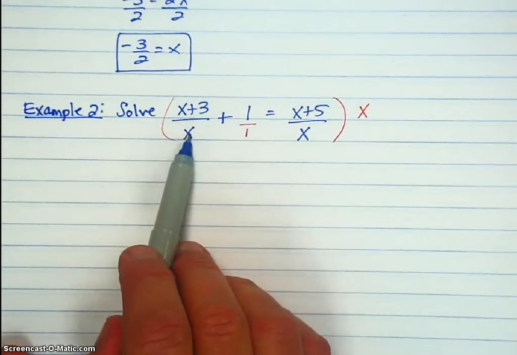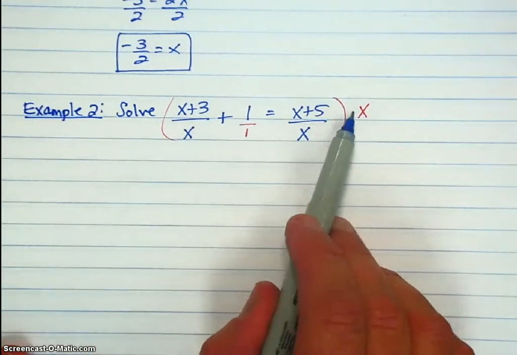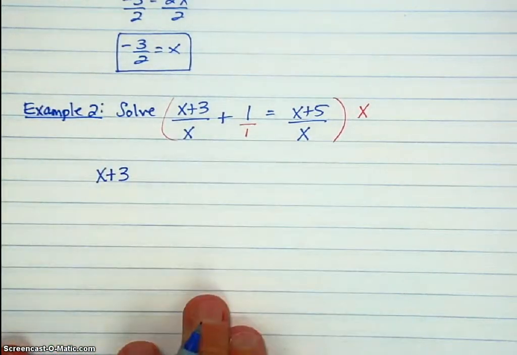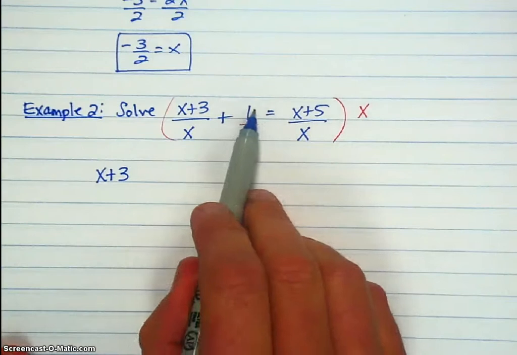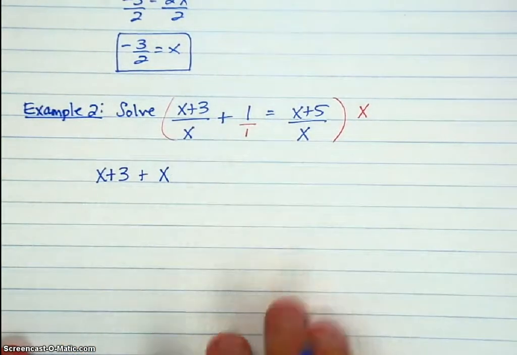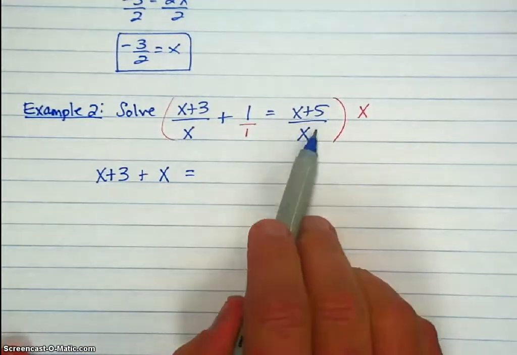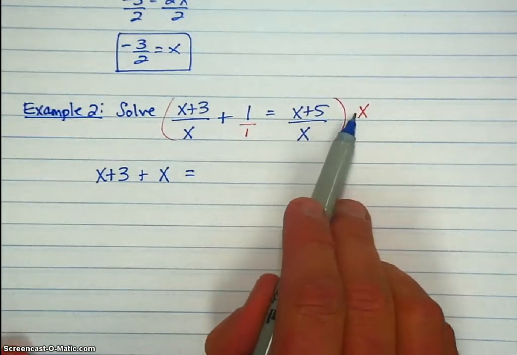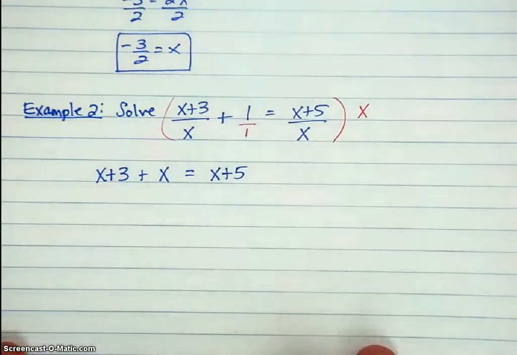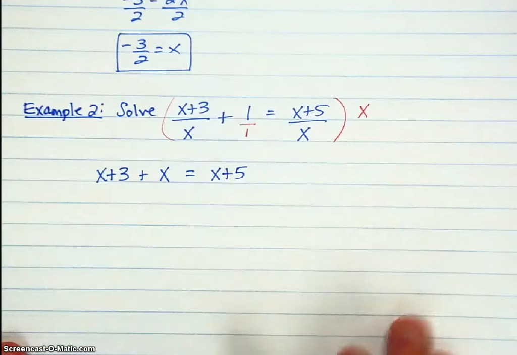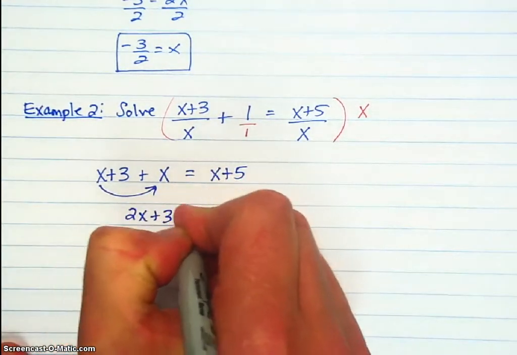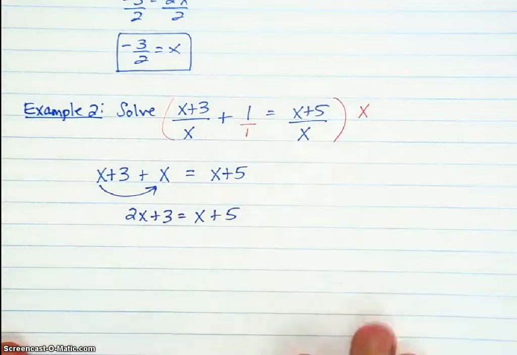So x plus 3 over x times x, the x's cancel out and I'm just left with x plus 3. And then here, 1 over 1 times x, I end up with x. And then here, x plus 5 over x times x, again, the x's cancel out, and I'm just left with x plus 5. Now this looks a lot better than what we started with. So now we're going to combine like terms here. So we end up with 2x plus 3 equals x plus 5.